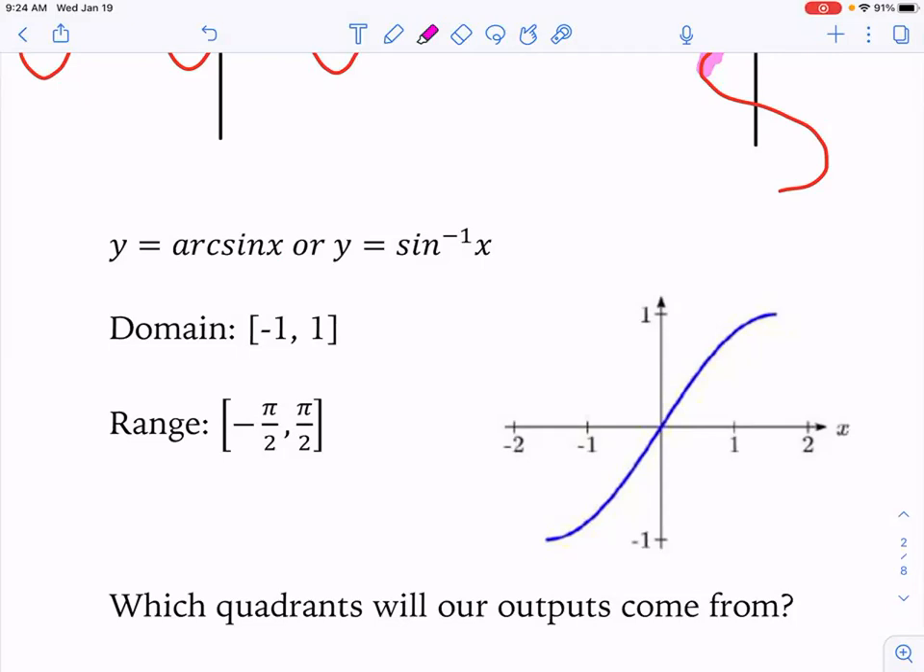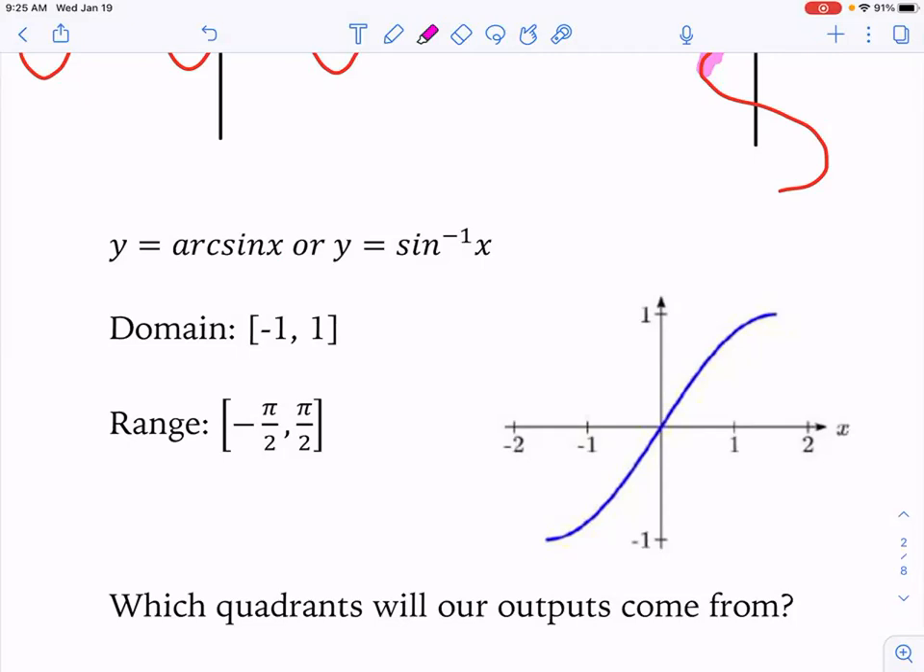Okay, our domain -1 to 1. Notice how that's the different numbers that stretch on our unit circle. Our unit circle has values between -1 and 1. Okay, our range -pi/2 to pi/2.